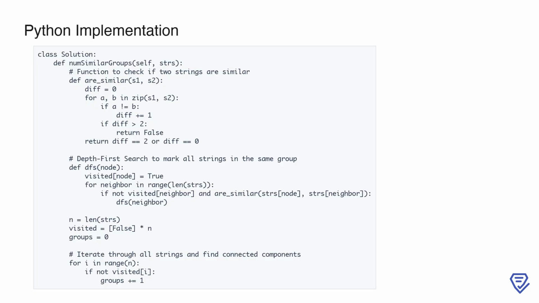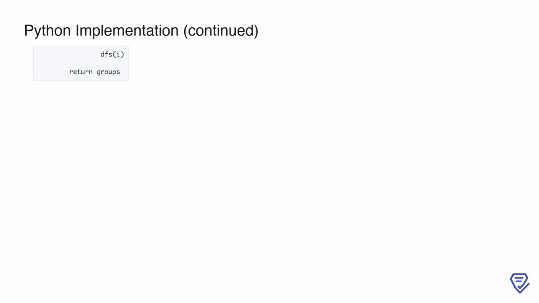Finally, we iterate through all the strings using a for loop. If a string has not yet been visited, we increment the groups counter, as this marks the beginning of a new connected component. From there, we call the dfs function on the current string index, i, to explore and mark all strings connected to it as part of the same group. This ensures that all strings similar to the current one are accounted for in this connected component. Once the loop finishes iterating through all the strings, we return the groups variable, which contains the total number of similar string groups in the input list. This implementation effectively uses depth-first search along with the similarity check to identify and count all distinct groups.